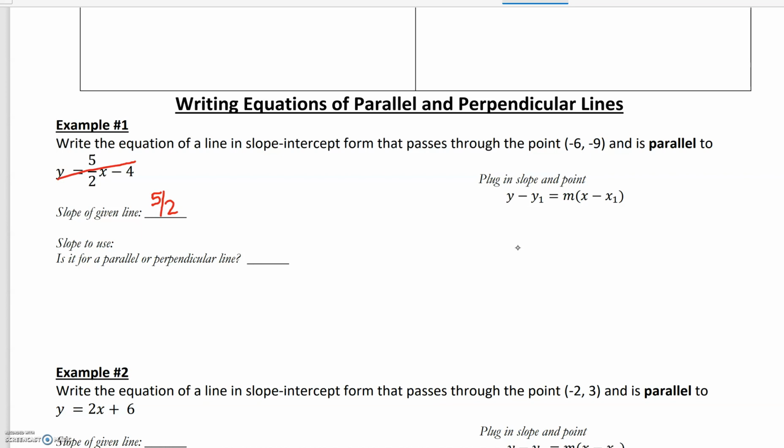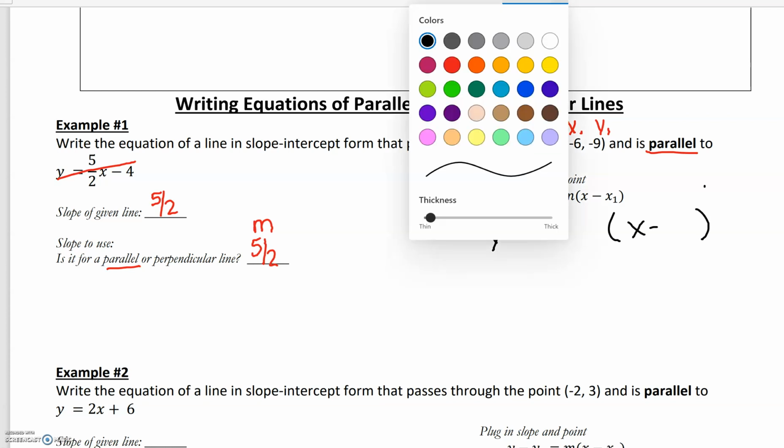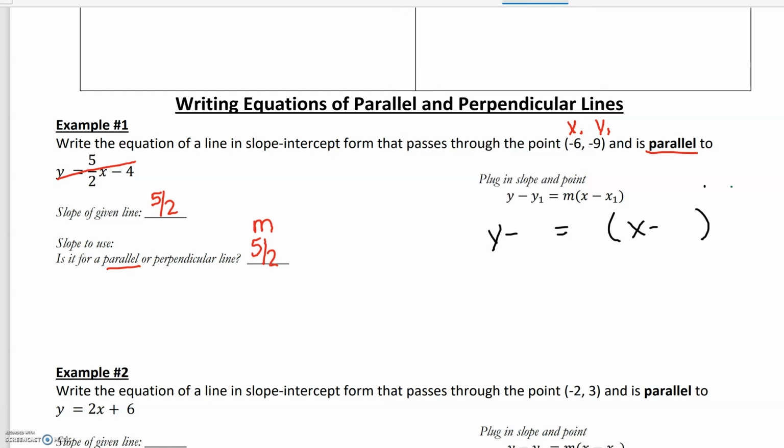The slope that we're going to use, well, we're trying to find parallel. So if we're using parallel, we would use the same slope 5/2. So that's my m. Up here is my x1 and my y1. So just like we did up above, we're going to plug that in to point slope. So here comes my m. My y1 goes here, -9. My x1 goes here, -6. So I got two double negatives. I need to go ahead and change those. And now I'm going to distribute.